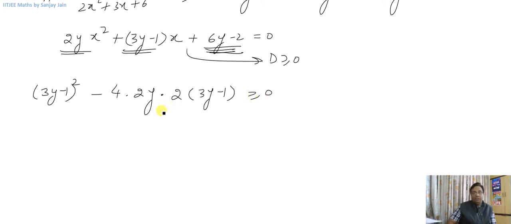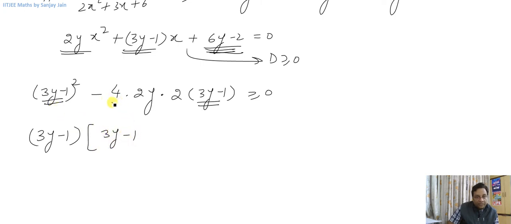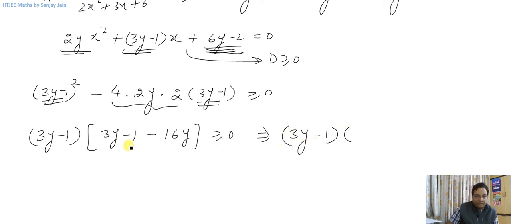equal to 0. Now if you notice, 3y − 1 is here, 3y − 1 is again here. So I'll take 3y − 1 outside and I'll have (3y − 1), and this is how much? Minus 16y, and it is greater than or equal to 0. So now this has become a quadratic inequation in factorized form, (3y − 1). So this is (−13y − 1), and it is greater than or equal to 0, right?